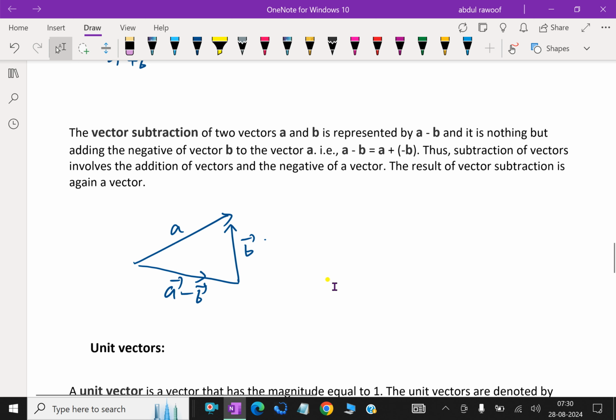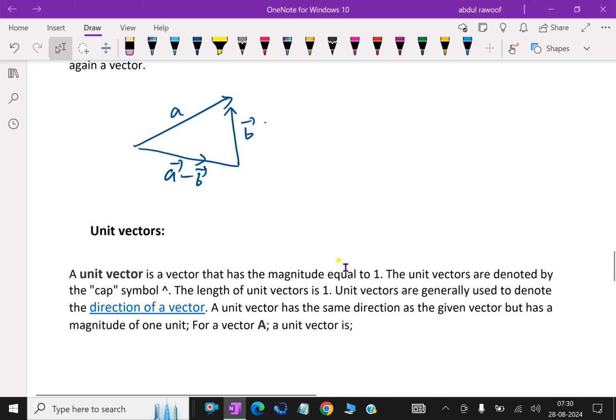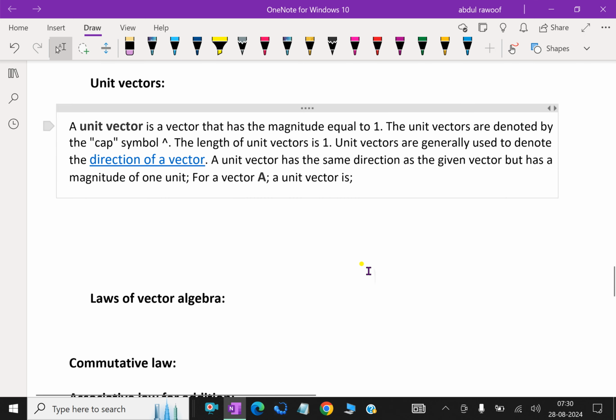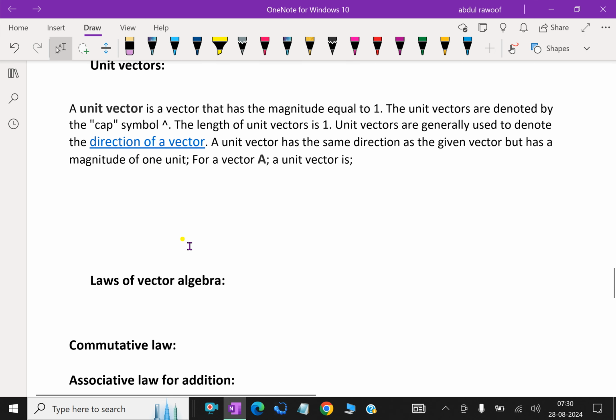So it is vector A minus B. Next one, unit vectors. A unit vector is a vector that has the magnitude equal to 1 unit. The unit vector is denoted by the cap symbol. The length of a unit vector is 1. Unit vectors are generally used to denote the direction of vectors. A unit vector has the same direction as the given vector but has a magnitude of 1 unit.